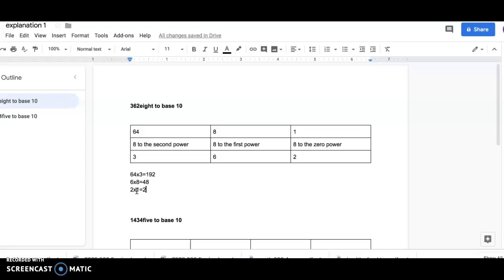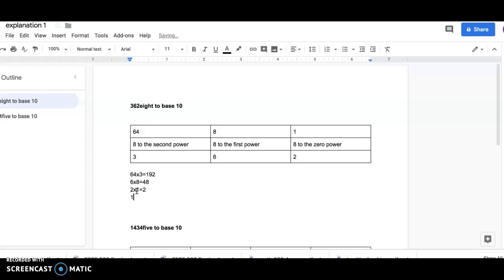Then we're going to add the products together. So 192 plus 48 plus 2, and this will give you 242. Now we're in base 10, so our answer is 242 base 10.